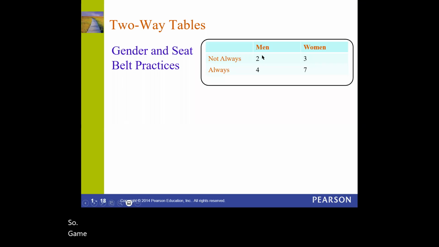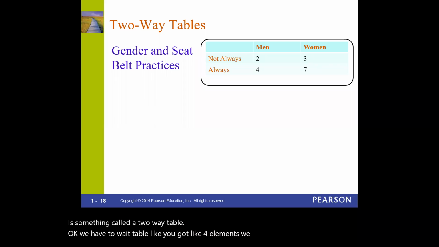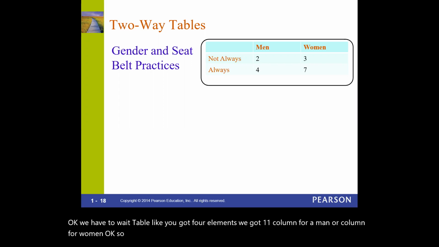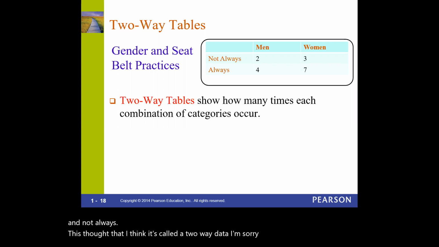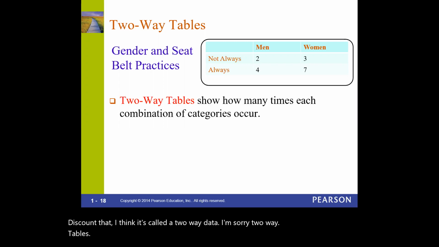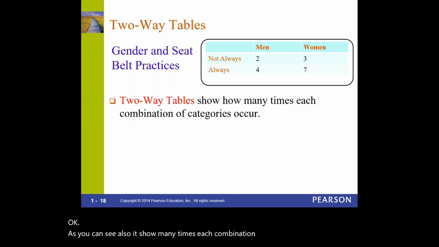The first thing I show you here is something called a two-way table. We have a two-way table with 4 elements. We have one column for men and one for women. So it's 2 things: either you're a man or a woman, and the other one will be always and not always. This type of table is called a two-way table. As you can see, it also shows how many times each combination of the categories occurs.